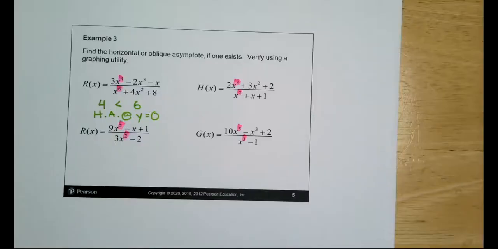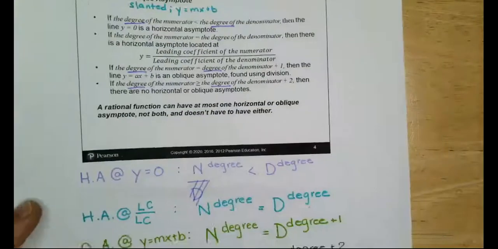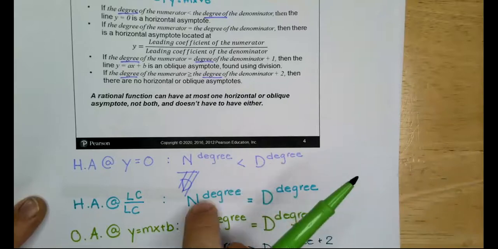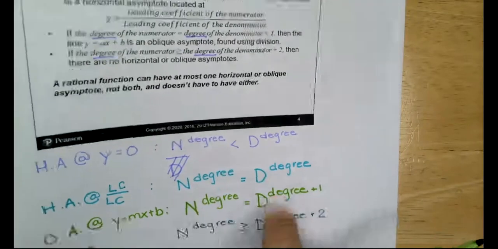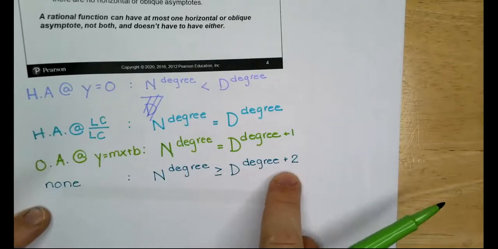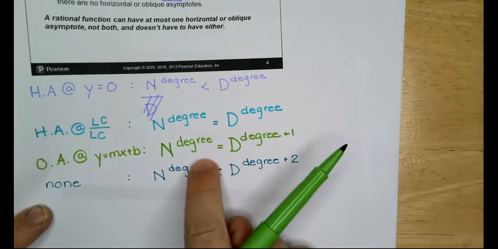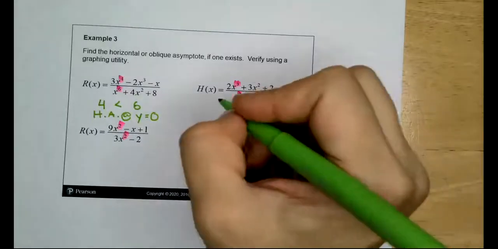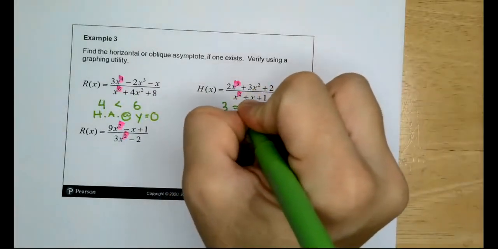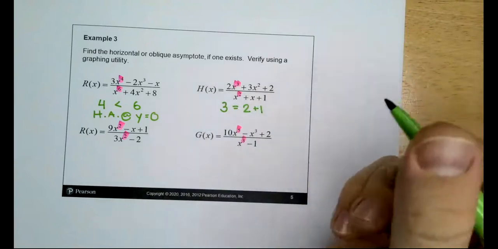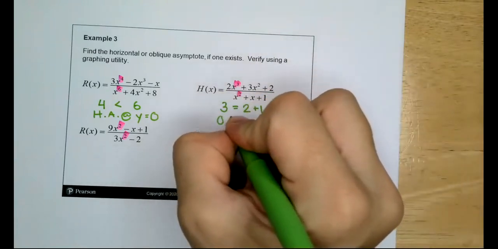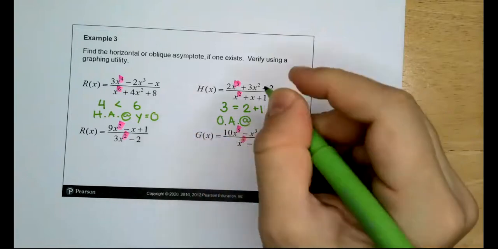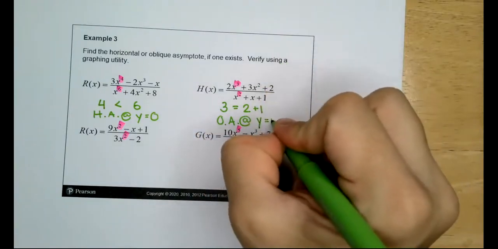All right, our next one, we have a 3 and a 2, right? So this is 3, this is 2. 3 is less than 2, 3 is equal to 2, 3 is equal to 2 plus 1, or 3 is greater than or equal to 2 plus 2. It's this one, right? 3 is equal to 2 plus 1. So that means we have an oblique asymptote at y equals mx plus b.